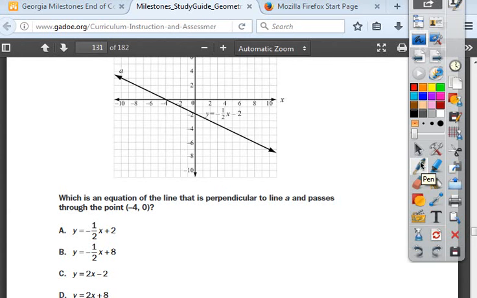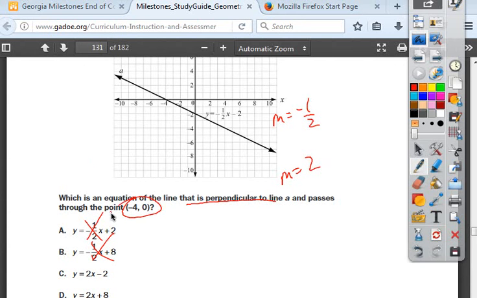What is it asking me for? Perpendicular to this one. Well, the slope of this one is negative 1/2. So if this is negative 1/2, what kind of line is it? Parallel. It's parallel. So that's gone and that's gone. So now I know it's one of these two. Right? Because I'm looking for perpendicular to that. So I'm looking for a slope of +2. And it passes through this point.